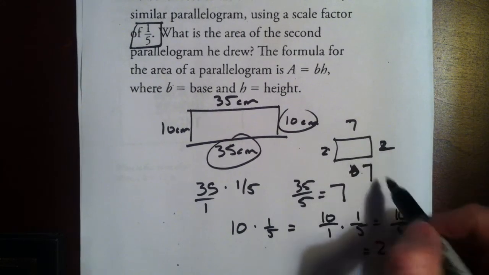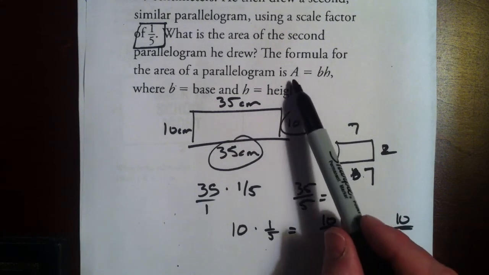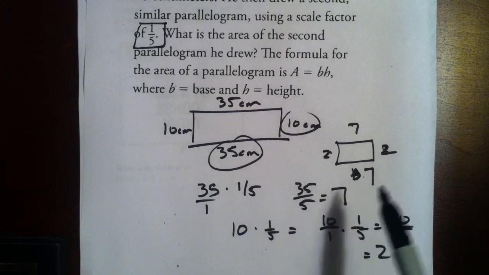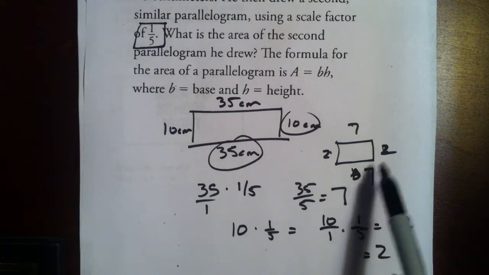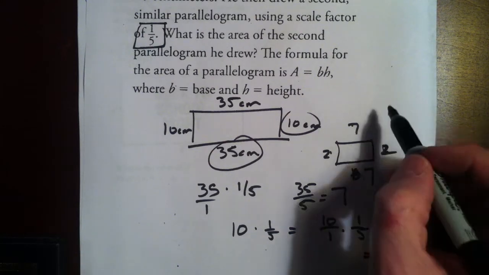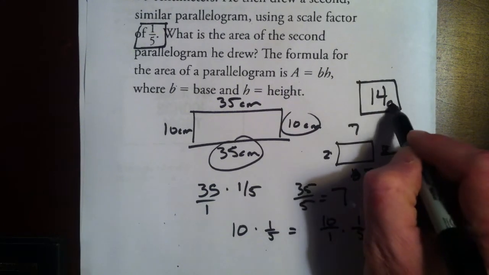So we have a perimeter of 18, but keep in mind, they're asking us for the area. In order to get the area, you have to multiply the base times the height, which is 7 times 2, which is 14 centimeters.